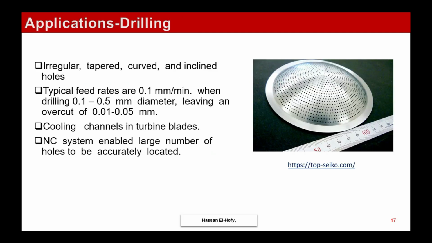Coming to the main applications, drilling, as you see in the figure. Irregular taper, curved and inclined holes can be machined at typical feed rates of 0.1 millimeter per minute, for drilling up to 0.5 millimeter diameter, leaving an overcut up to 50 microns. Cooling channels in turbine blades is one of the applications of EDM drilling. In such a case, we can use a numerical control system that enables large numbers of holes to be accurately located.